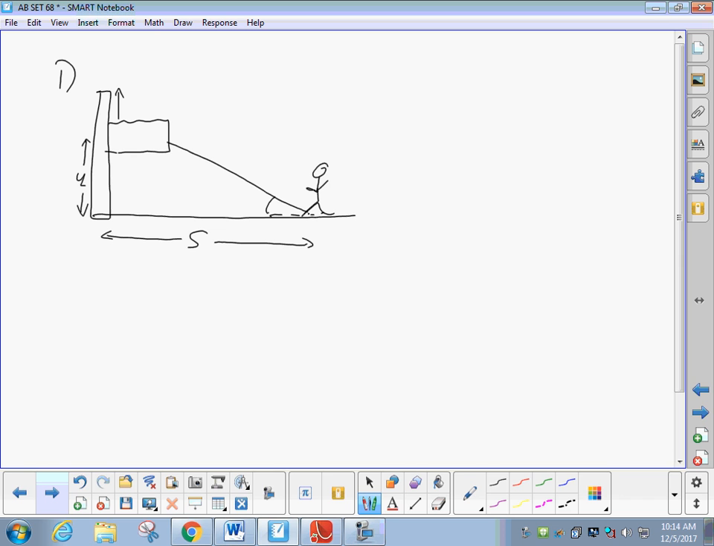Find the rate of change in the angle of elevation. So they want d theta dt, given that the flag is being raised, dy dt is, or y is changing at a rate of 1 meter per second. At the instant when y is 12 meters.